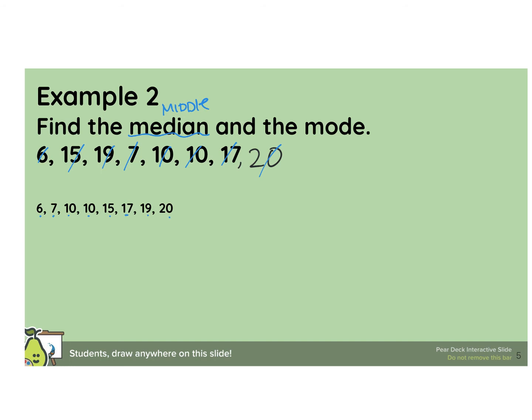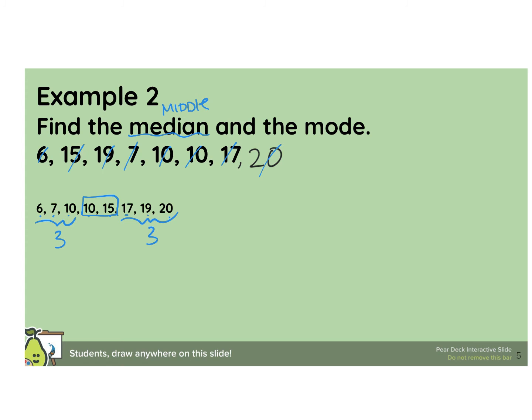Since there are 8, it's even. That means there's going to be 2 numbers in the middle. Okay, so there's 3 on this side, and there's 3 on that side. So 10 and 15 are in the middle.